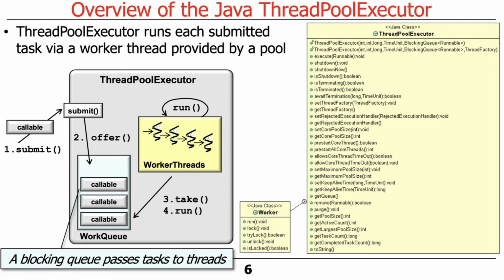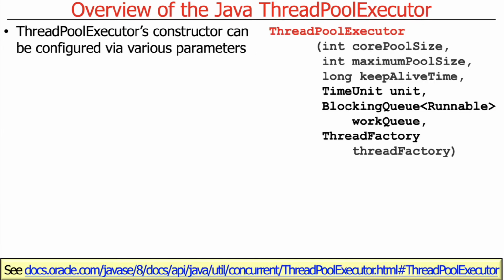And this queue here is what's called a blocking queue. So if the queue is empty, then the threads will just wait for something to show up in that queue. The queue is actually an unbounded blocking queue, so it has no restriction on how big it can be. But you can change that by parameters you pass in, as we'll see here.